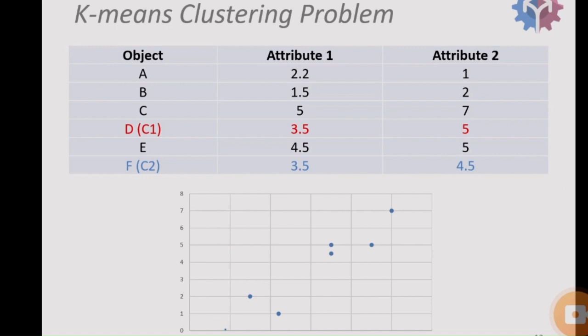For example, this is point B, 1.5 comma 2. And this is 2.2 comma 1, this is point A. What is point C? 5 comma 7. This is point C. 3.5 comma 5 is point D. This is point F, and this is point E. Okay, I think you can see that. I think we can clearly see that it seems like there are 2 clusters in our data.